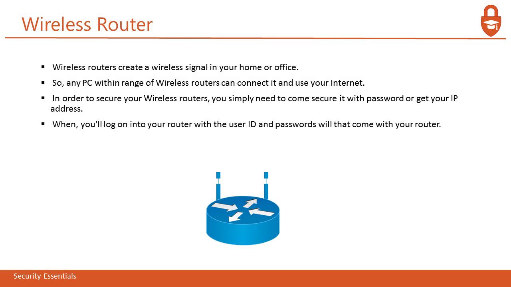So now we're going to look at a wireless router. This is the type of router that we see most often nowadays. A wireless network creates a wireless signal in your home or office. So whenever you are getting a wireless signal, that means that they have used a wireless router. Any PC within range of a wireless router can connect and use the internet. So in order to secure your wireless routers, you simply need to secure it with a password or get your IP address. And when you log into your router with your user ID and password that comes with your router, then you can access these settings.